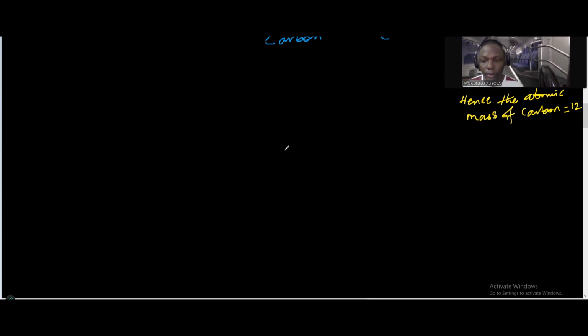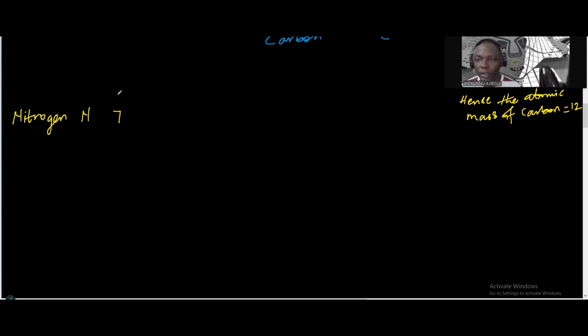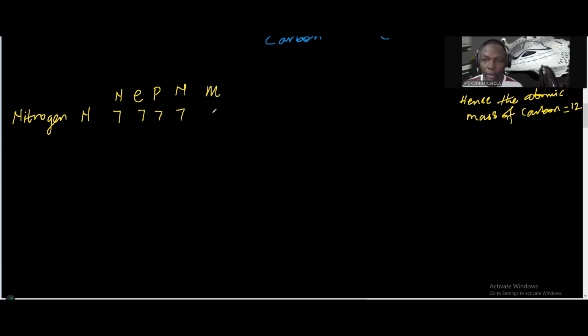So we can continue from number 7, which is nitrogen. Let me write it. Nitrogen, represented as N, has atomic number 7. The number of electrons in nitrogen is 7. The number of protons is 7. The number of neutrons also is 7. Then the atomic mass is 14.